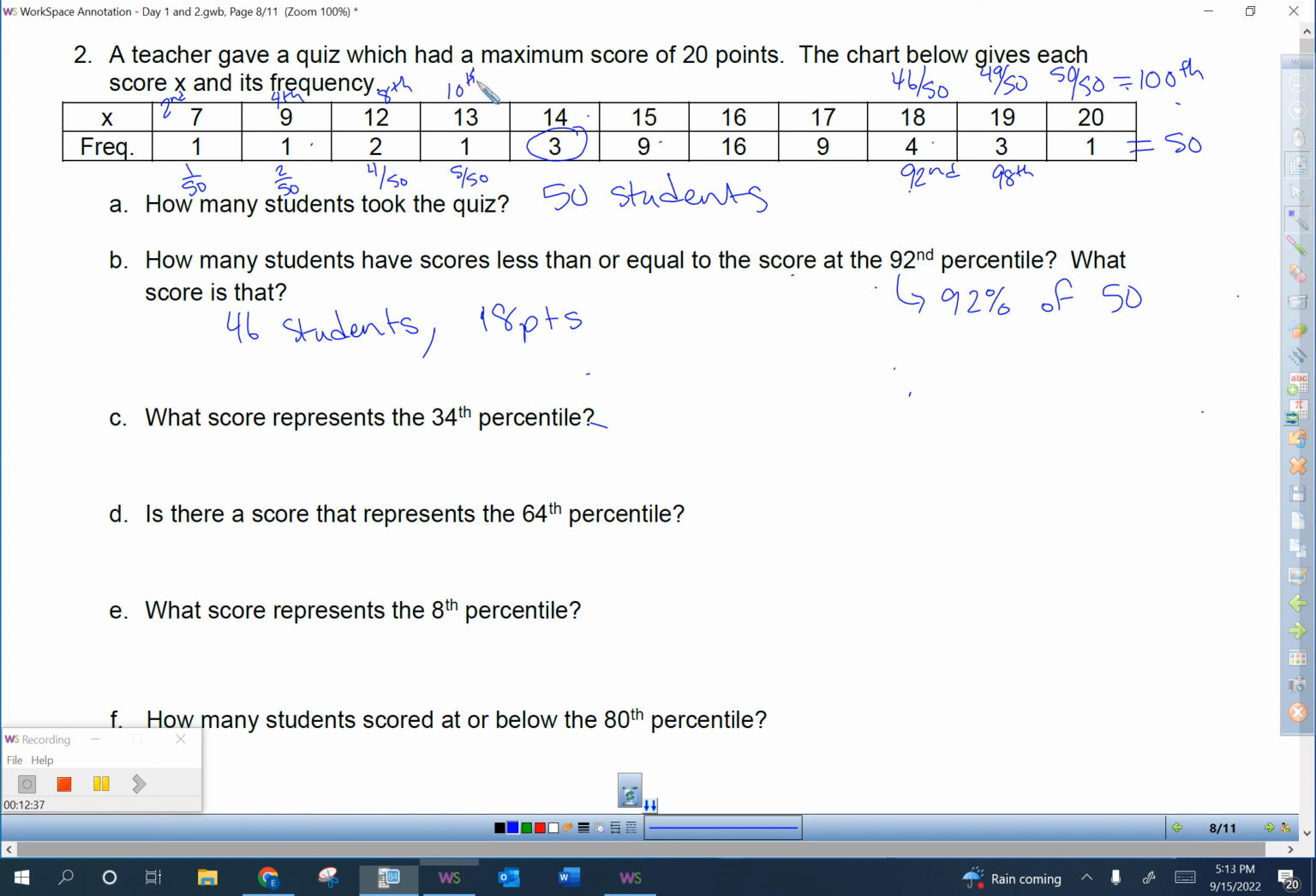10th percentile, and I may end up having to calculate quite a few anyway, it looks like. And then 8 out of 50, 16th. We're adding on 9 more, so that's 17 out of 50, and there we finally get to the 34th percentile. Okay, so for this one, what score goes with that? That was our 15 points.